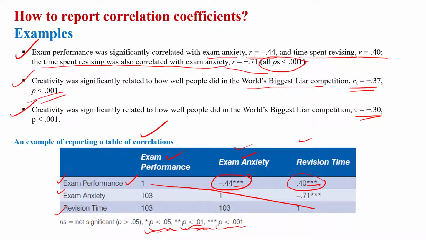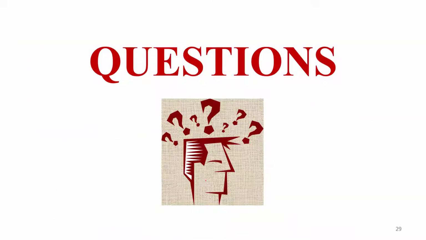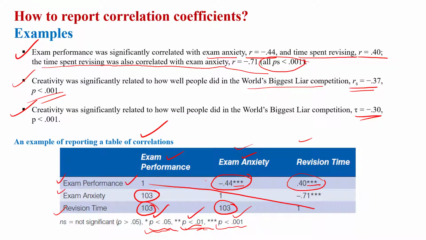If there is no star, that means there is no relationship between those two variables. If there is one star, the p-value is less than 5%, two stars less than 1%, and three stars less than 0.1%, which indicates a significant relationship. Over here we indicate the number of values, or you can say the sample size. I hope it's clear, so that is how you can report the correlation coefficient in your research as well.